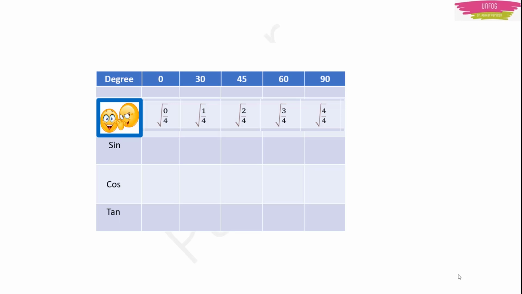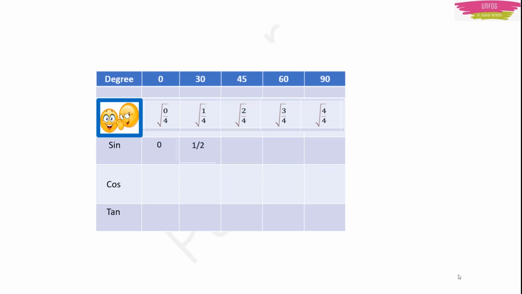Like in the first column, sin 0 is there. What is square root of 0 by 4? The answer will be 0. Like that, for sin 30, square root of 1 by 4. What will be the answer for square root of 1 by 4? It should be 1 by 2, correct? Because square root of 4 is 2, right? So it will be 1 by 2.